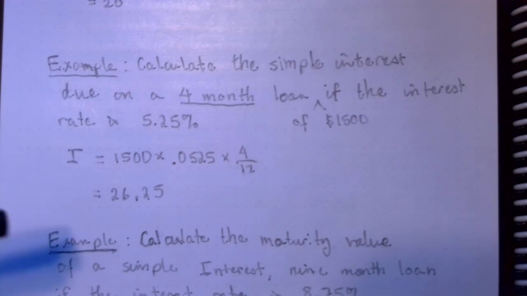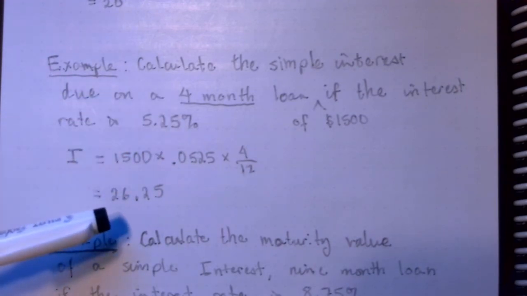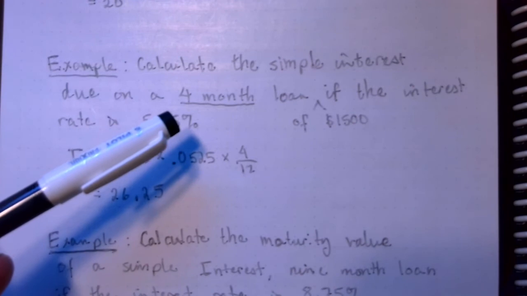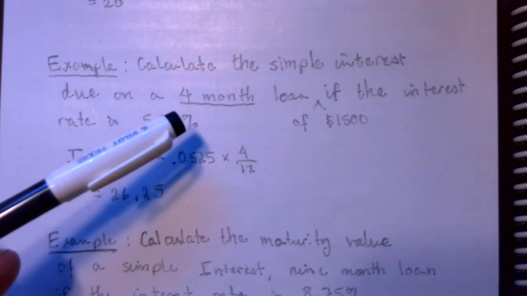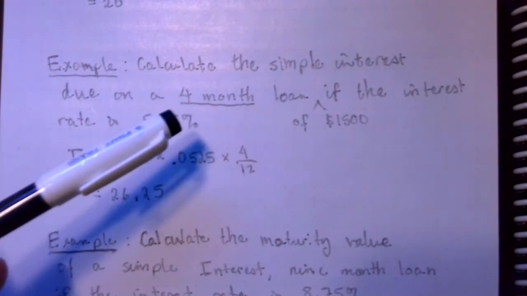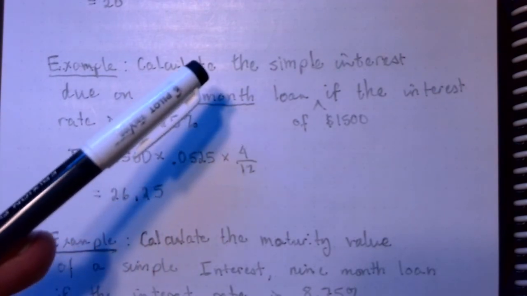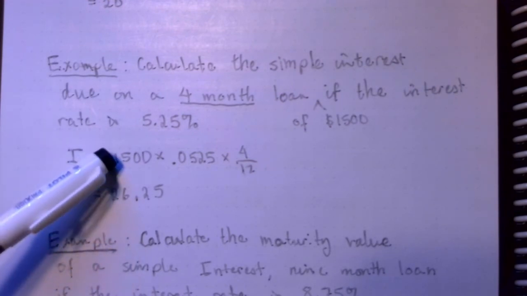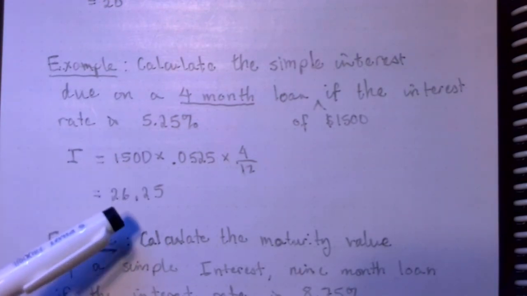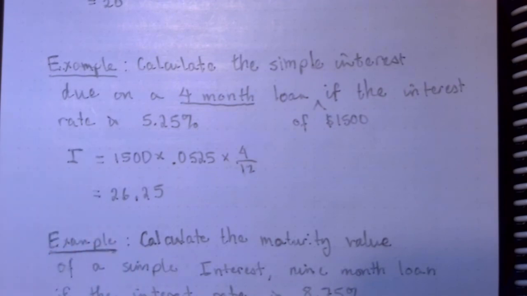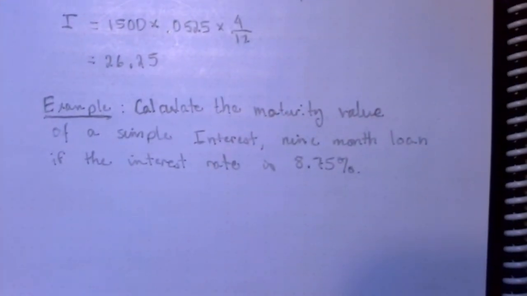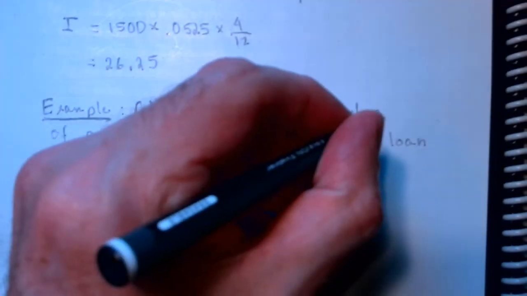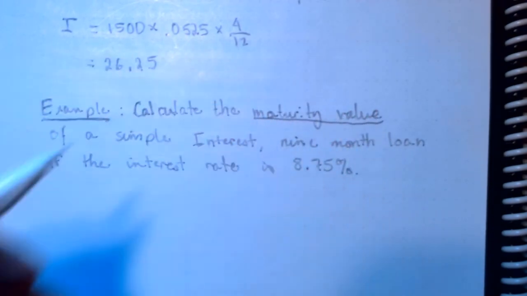Okay? Now of course, when you're going to pay off a loan like this, you can't just leave the bank with the $1,500 and then 4 months later you pay back $26.25. That's not how that works. Of course you have to pay back the original amount plus the interest. So in this example we're going to talk about that. That's what the maturity value is.